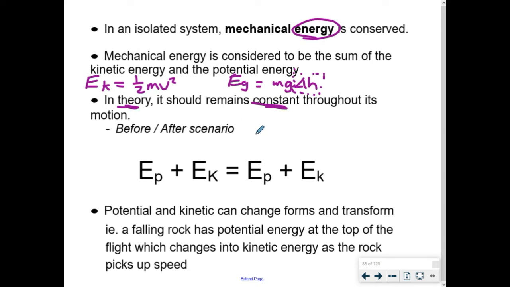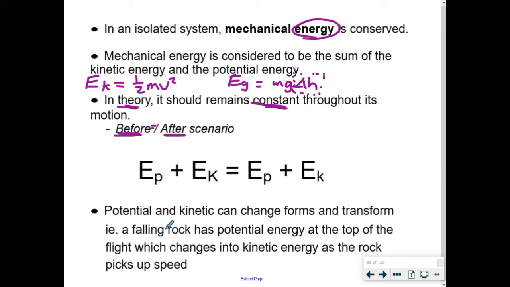The amount of energy you start with should equal the amount of energy you end with, before and after. So you can build yourself your own formula like this. Whatever potential you start with, and whatever kinetic you start with, all of those equal whatever you end with.